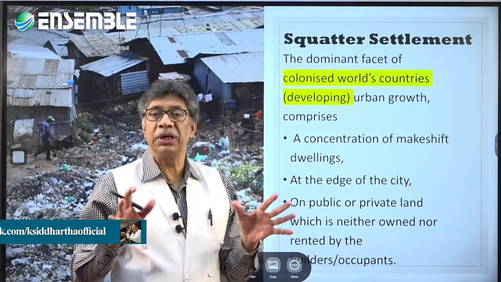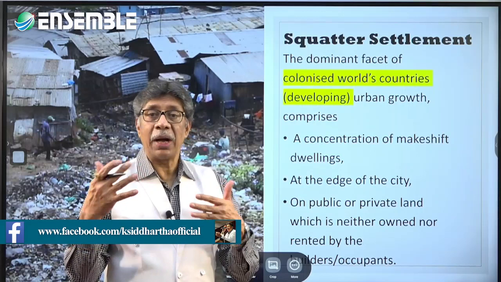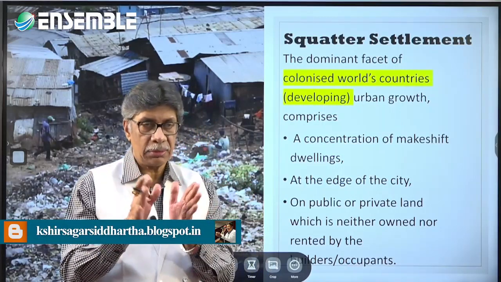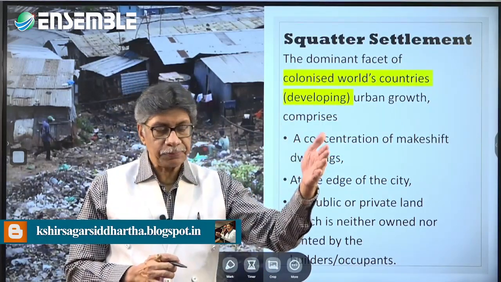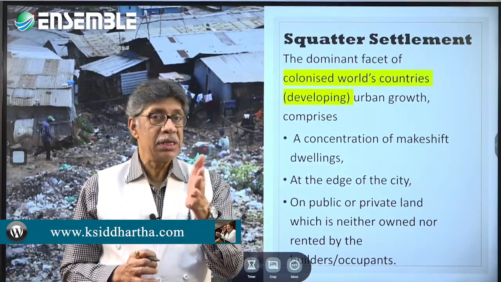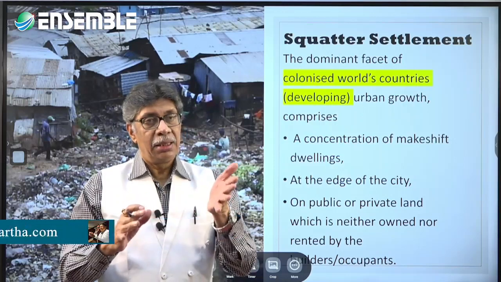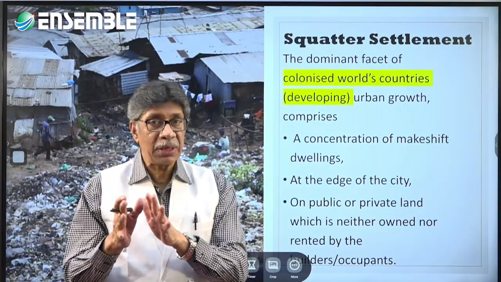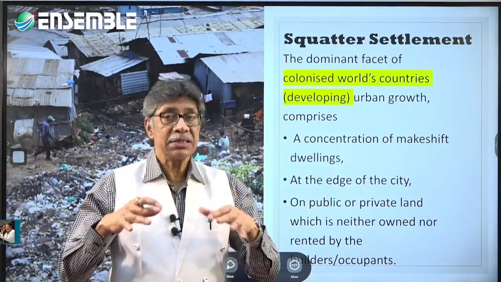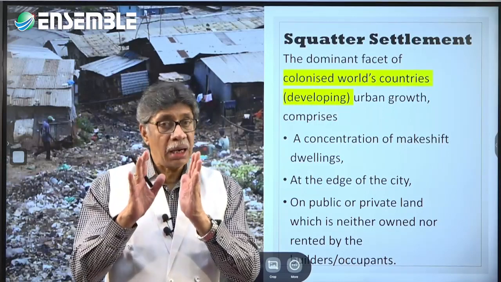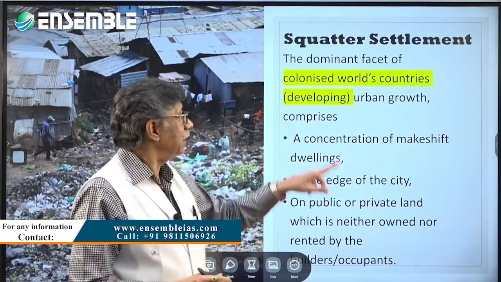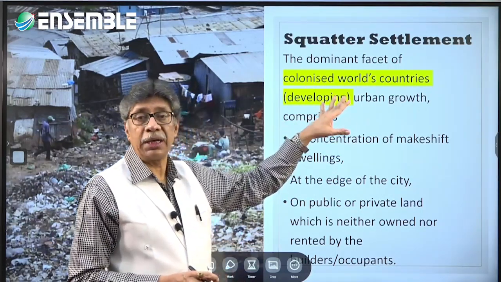Urban growth is going to be very different. Why is it going to be very different? This is because of the slums, which are the third element. We have talked about the central business district. Second has been the residential areas, which show certain marked concentration. The elite live in a certain type of place, and then one group of people is called by the name of squatter settlements. Squatter settlements are those settlements which are dilapidated, dirty, shanty, and this is the dominant facet of the colonized world.